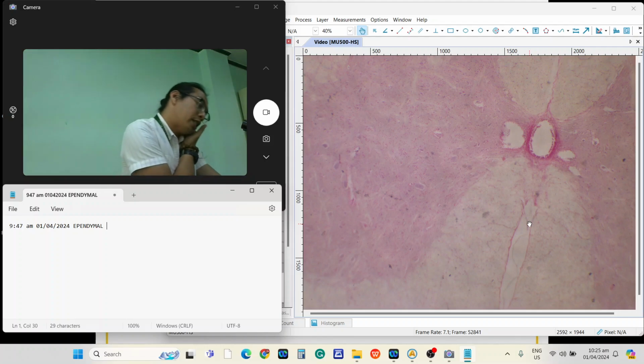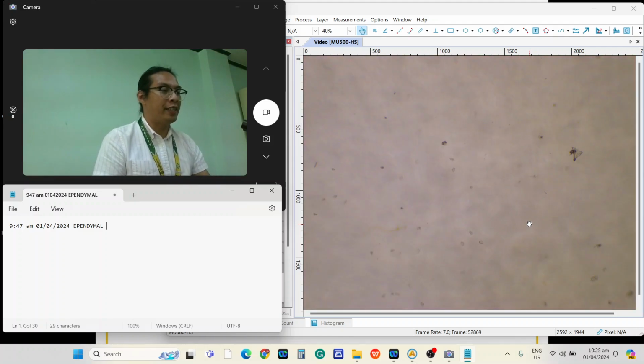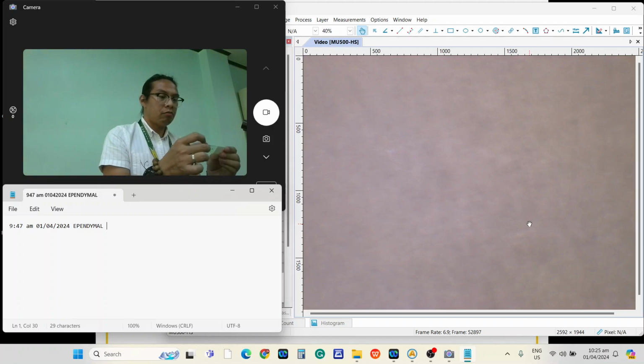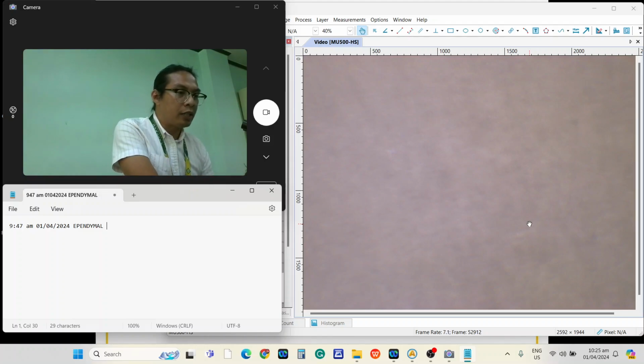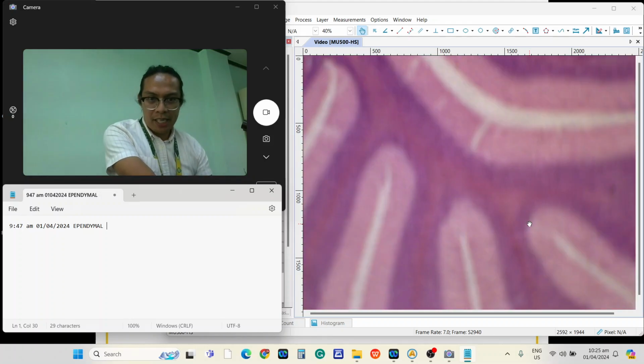Okay. Let's now move on to the brain. Starting off with the cerebellum. Now, banggit ko kanina na sa brain, baliktad.